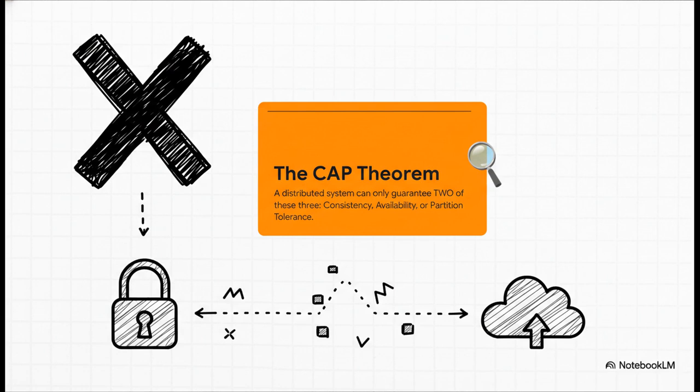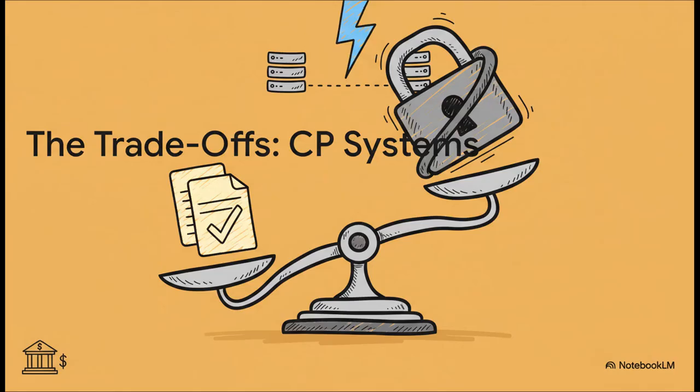You can't. And there's a famous computer science principle called the CAP theorem that explains why. It basically says that in a distributed system, you can only pick 2 out of those 3 guarantees: consistency, availability, and partition tolerance. And since network partitions, failures, are a fact of life, you're really forced to choose between consistency and availability.